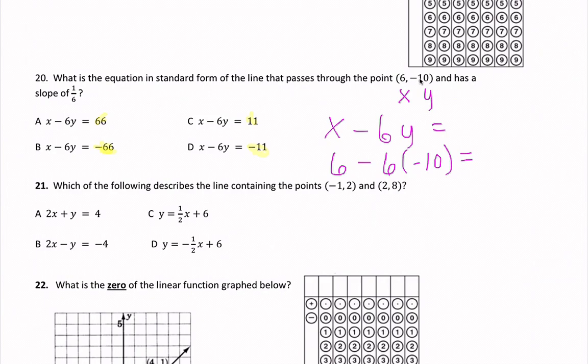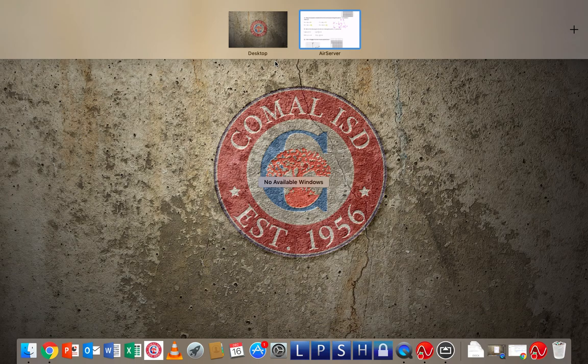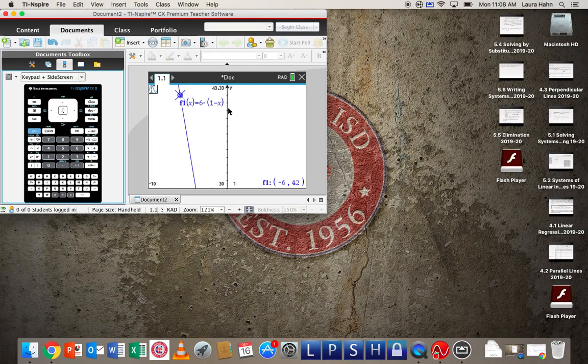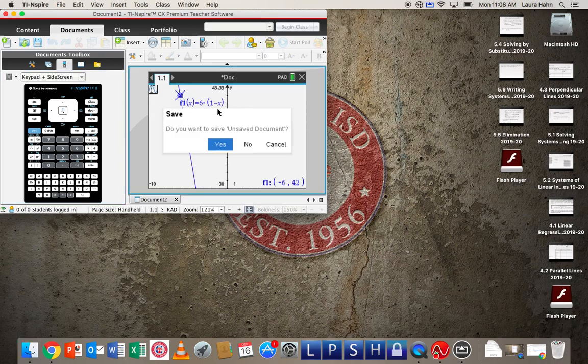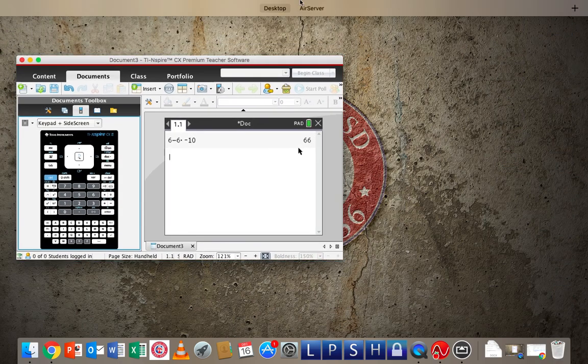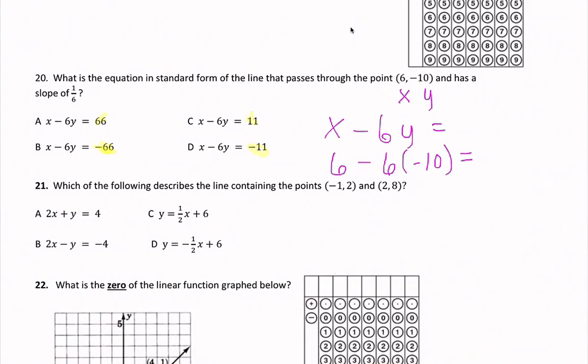All right, and from here I can just calculate. You can calculate it by hand, or if you want to, just go to your calculator. I'm going to just type it in: 6 minus 6 times -10. Boom, it gives me a positive 66. So that one matches answer choice A.